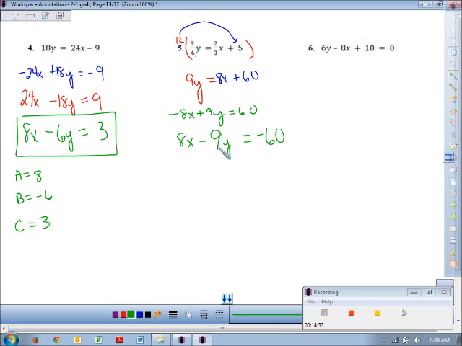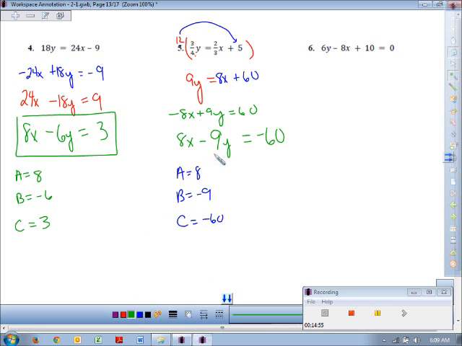And then, 2 doesn't go in all of these. 3 won't go in 8. 4 won't go into 9. So the GCF, we're all good to go there, is 1. So A equals 8. B equals -9. And C equals -60.